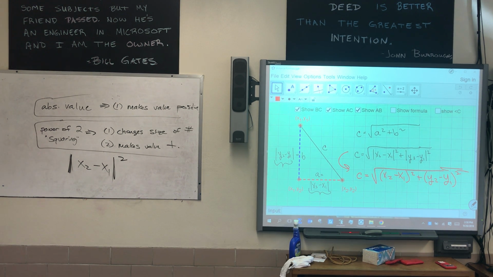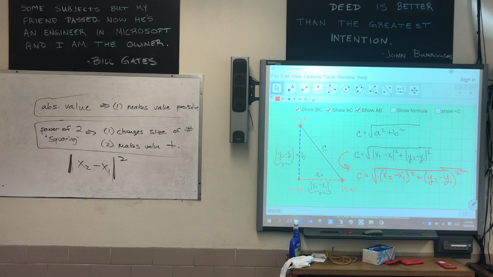Okay? So that's kind of the math. People think math is just doing calculations, right? I think understanding that is more math than any calculation that we're going to do. Okay? If we can understand how the absolute value and the power of 2 work together in this situation.